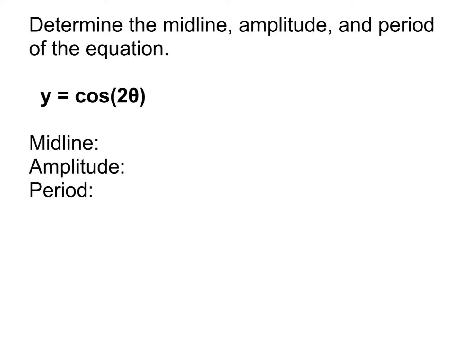And so here's our next equation that we're going to be working with, cosine of 2 theta. Well, the midline and the amplitude are unaffected by the 2. The 2 is actually going to be affecting the period. So if midline is unaffected, it's got to be at 0. If amplitude is unaffected, it's got to be a 1 because they're the same as the parent function. But now we need to be able to calculate what the period is.